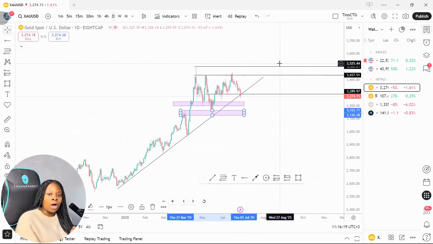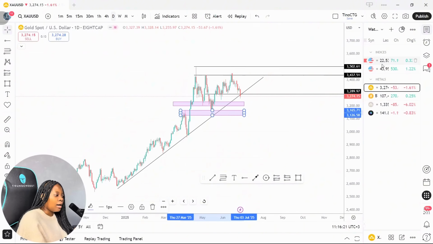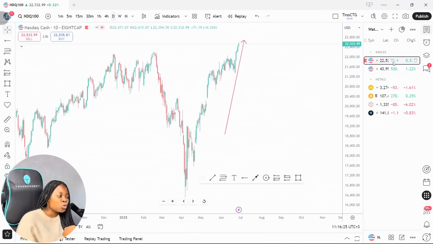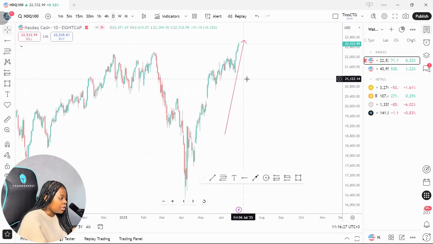So that's it on gold. It doesn't look complicated at all. It's going to be super exciting for the week, especially since we have NFP. It's going to be super, super exciting, and we're really looking forward to that.